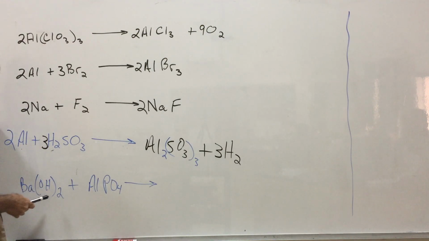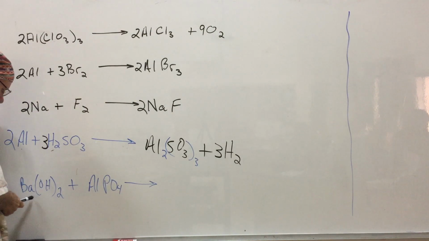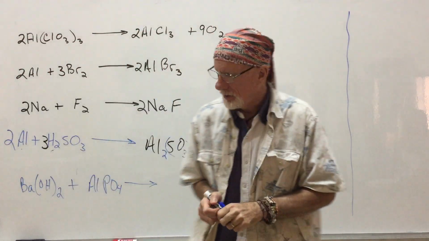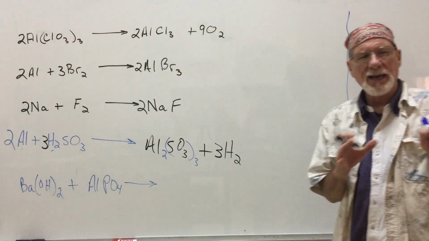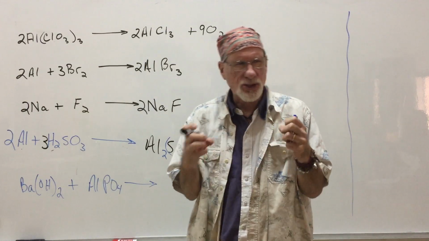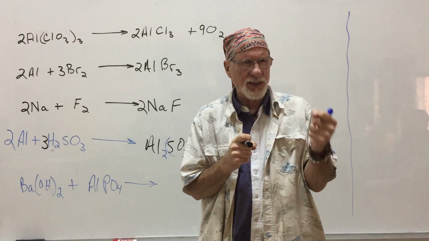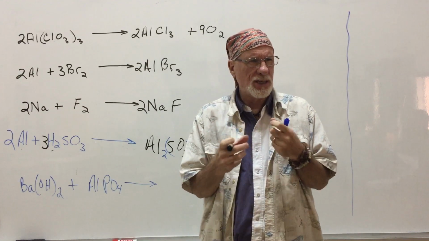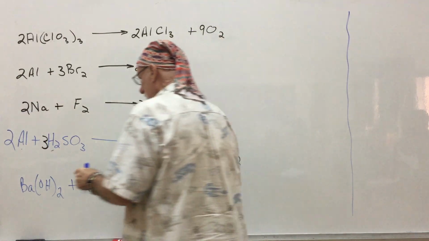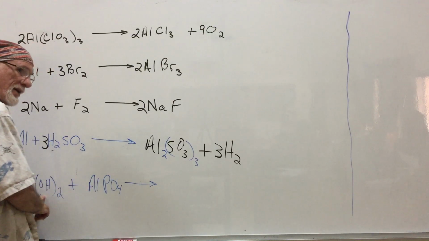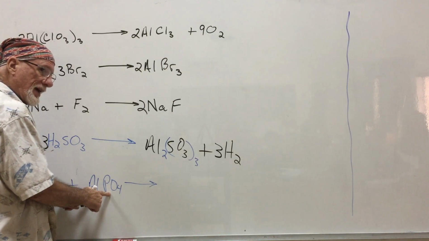Okay. What's this one? This is a double replacement. A, B, C, D. So what am I going to get? So in other words, you're going to stick 2 metals together? Does that make sense to you? Isn't barium +2 and aluminum +3? So barium hydroxide and aluminum phosphate, right?